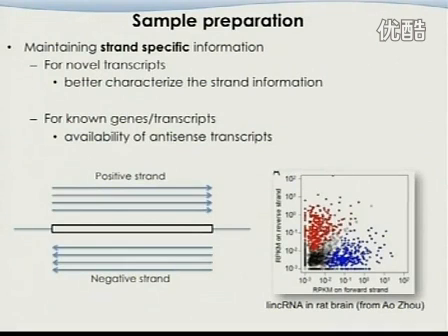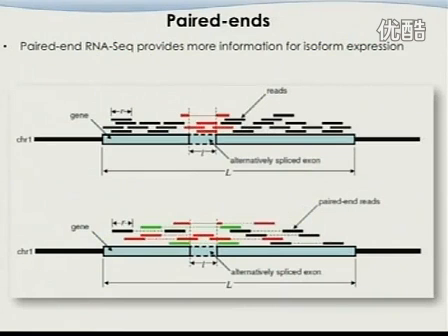Even for the known genes and transcripts, sometimes people are interested in that because, in theory, you can identify antisense transcripts based on this type of assay, and some people are interested in that.